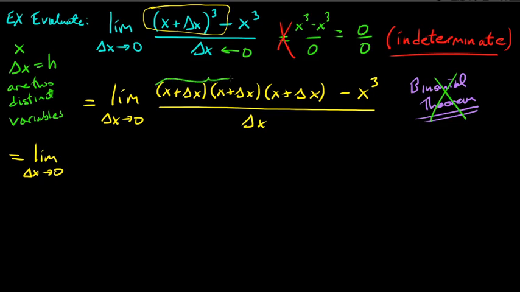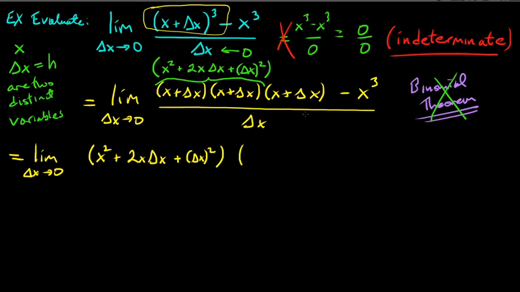And we just use FOIL here, right? Multiply this out, and what you're going to get is x squared, plus x delta x plus another x delta x. So that's 2x delta x, plus delta x times delta x is delta x squared. Okay. So that's the numerator here: x squared plus 2x delta x plus delta x squared. And then we still have to multiply by another x plus delta x. Just very tedious here.